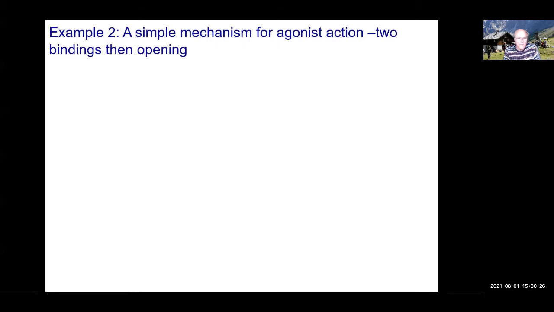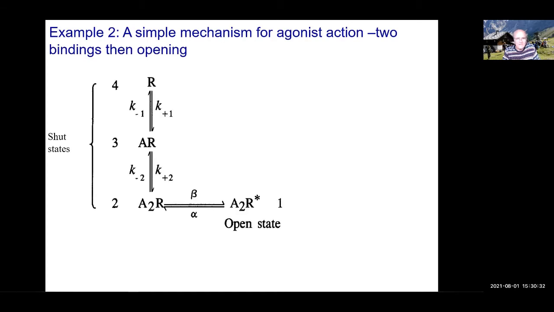Here's a second example of a slightly more subtle agonist mechanism than the Del Castillo Katz. This one has three shut states, because you can have either one agonist molecule bound or two agonist molecules bound, and then a single open state. It's got one more step in than the Del Castillo Katz, because it requires two agonist molecules to open the channel, according to this mechanism.